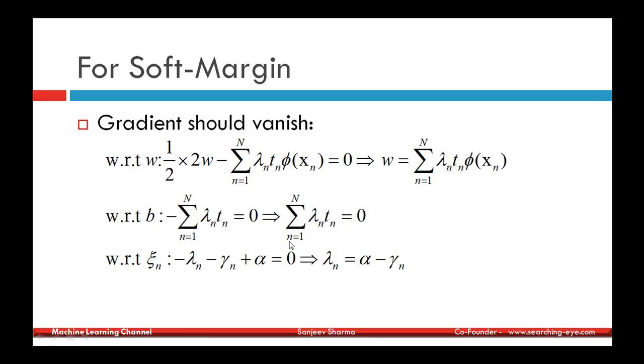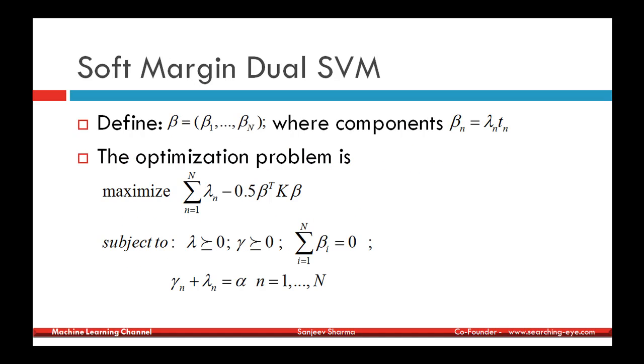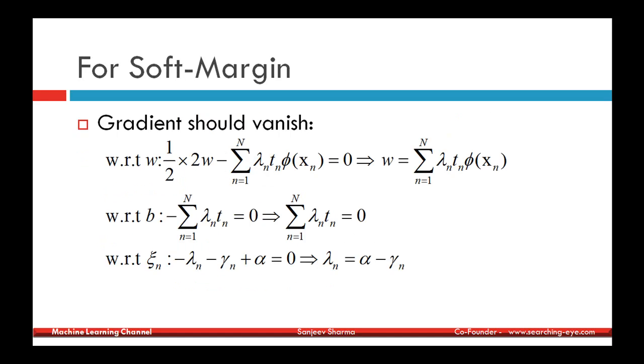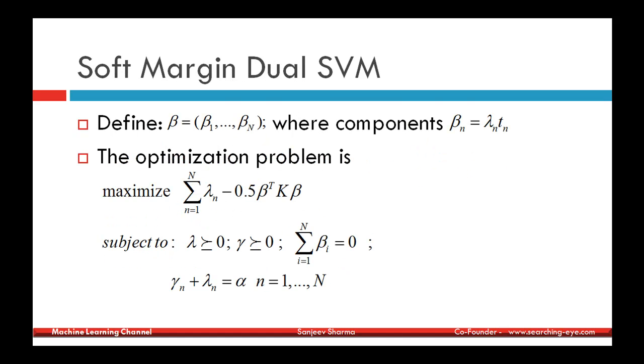from 1 to n of lambda n times t n equals 0. Differentiating with respect to all the eta n gives the condition that negative eta n, minus gamma n, plus alpha is equal to 0, which states that lambda n is equal to alpha minus gamma n. And as we know, lambda and gamma are Lagrange multipliers, therefore lambda and gamma should be greater than or equal to 0, and therefore this is the dual formulation for the soft margin SVM.